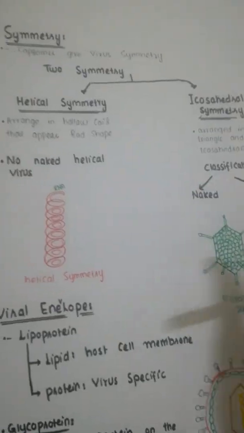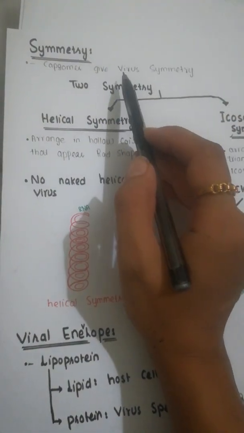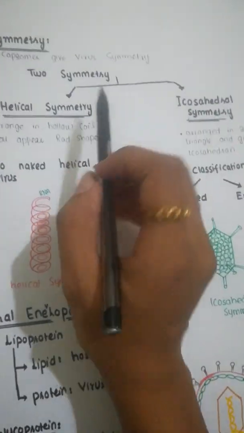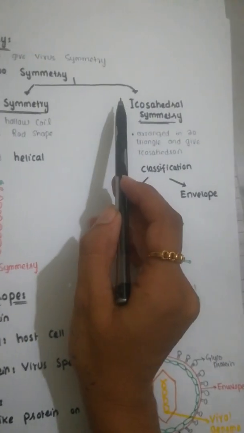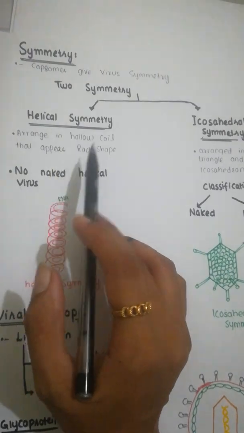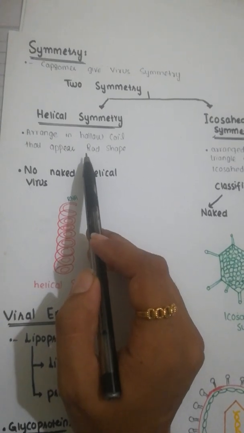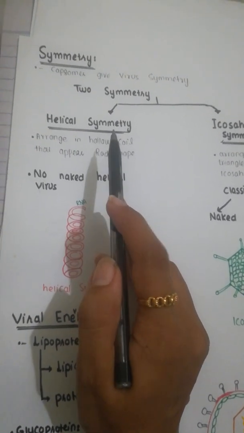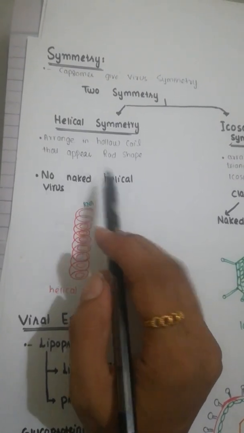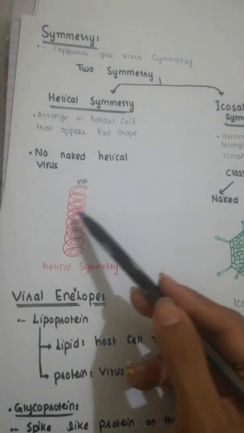Now we discuss symmetry of the virus. The symmetry of the virus basically depends upon its capsomer arrangement, which gives the virus two symmetries: helical symmetry and icosahedral symmetry. In helical symmetry, the capsomers are arranged in a helix that gives the virus a helical or rod shape appearance. And basically, mostly all those viruses which cause disease inside the human are enveloped helical viruses, and this is basically helical symmetry.